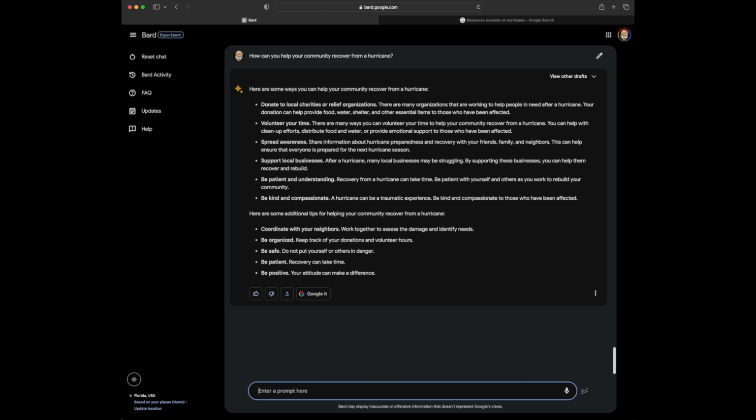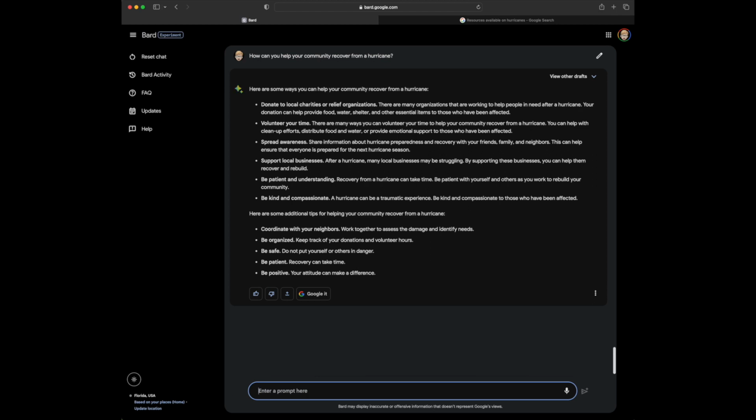Spread awareness, share information about hurricane preparedness and recovery with your friends, family, and neighbors. This can help ensure that everyone is prepared for the next hurricane. Support local businesses after a hurricane. Many businesses may be struggling. By supporting these businesses, you can help them recover and rebuild. And be patient, understanding. Recovery from a hurricane can take time. Be patient with yourself and others as you work to rebuild your community. Be kind and compassionate. A hurricane can be a traumatic experience. Be kind and compassionate to those that have been affected.